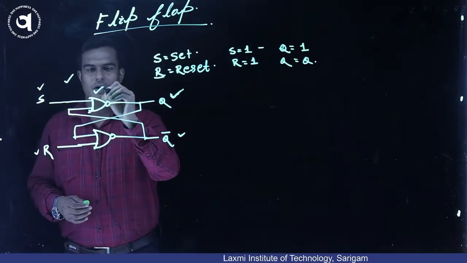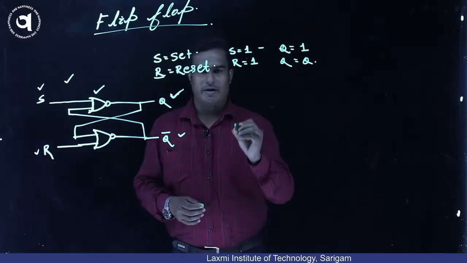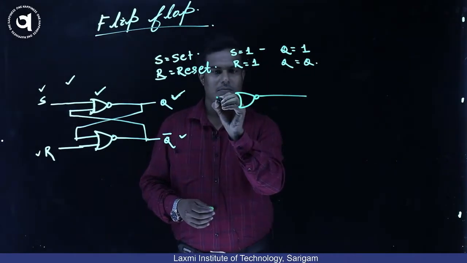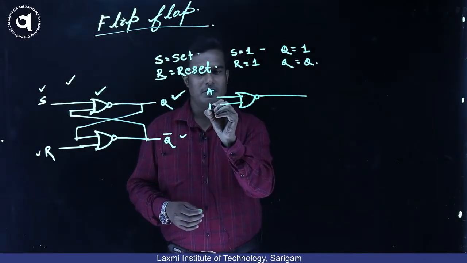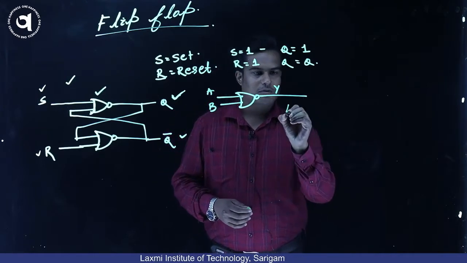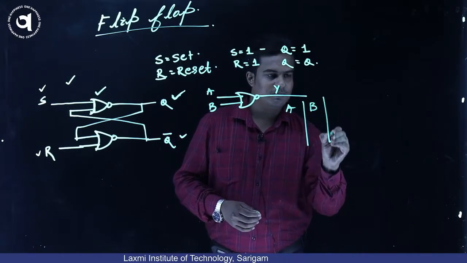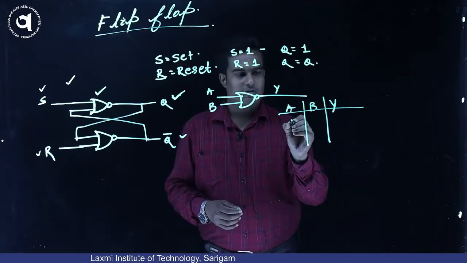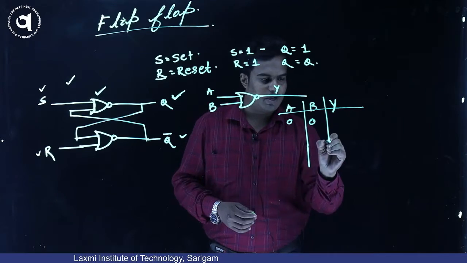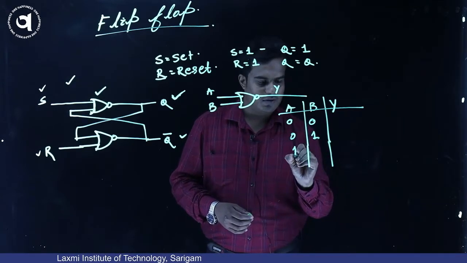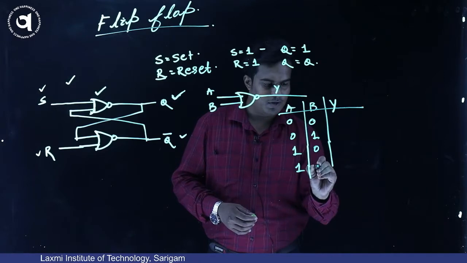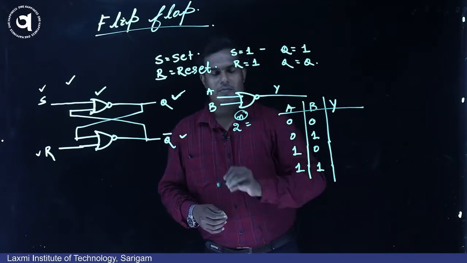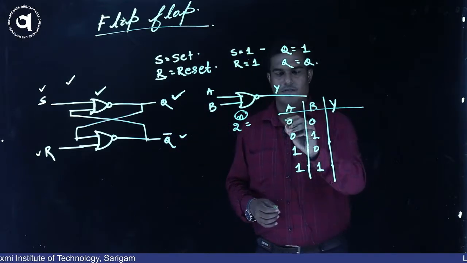Since we have used a NOR gate, let me draw the truth table of the NOR gate. This is a NOR gate. The inputs are A and B, and the output is Y. So the truth table will be like this. Since there are 2 inputs, the combinations of inputs will be like this: 0 0, 0 1, 1 0, and 1 1. The formula is 2 to the power n, where n is the number of inputs, so the number of possible combinations is 4.